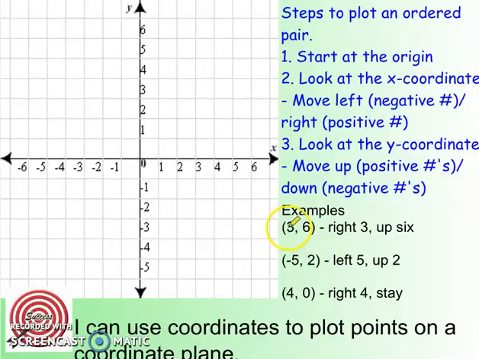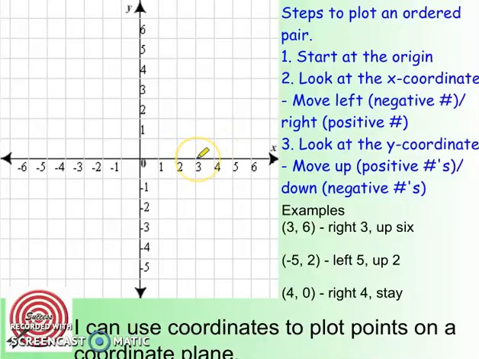Okay? And so remember the first number in the ordered pair is called the X coordinate, and that's always what we begin with. After we start at the origin, we begin with the X coordinate. So the X coordinate in this ordered pair is +3. If you look at the X axis, positives go to the right. So we're going to move 3 spaces, 1, 2, 3. And then notice the Y coordinate is our next step. It's a +6.